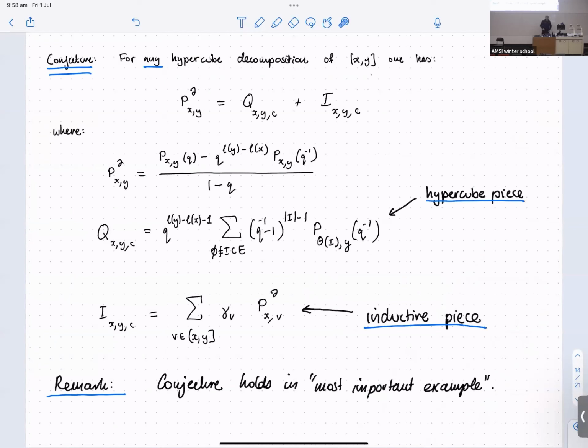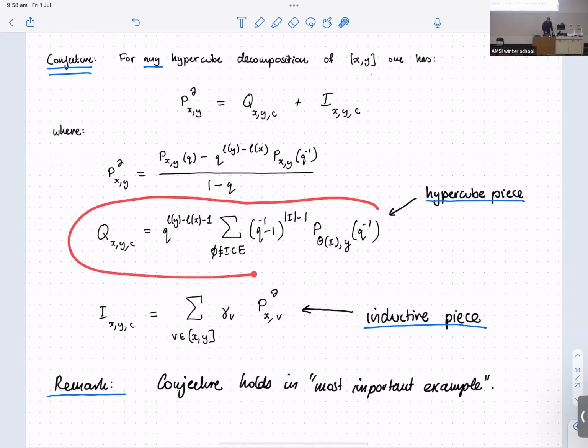Okay, so here's the conjecture. We choose any hypercube decomposition of XY, and it says something is equal to something plus something. Pretty good conjecture, eh? I'm pretty proud of it. I've got to explain to you what the somethings are. So this is called the kind of derivative of the Kazhdan-Lusztig polynomial. Here's the formula. I'll explain what it means on the next slide.